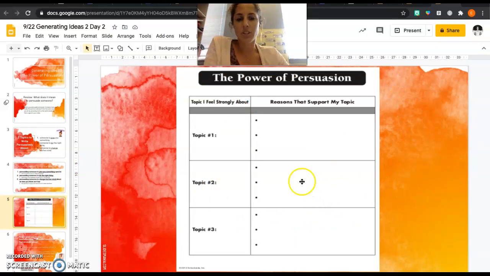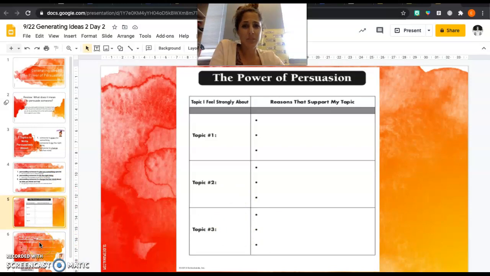So this is the sheet you guys are going to use in Seesaw. I am going to show you my brainstorming process as I'm trying to come up with the topic I feel strongly about and reasons to support it. And this is something that you will be doing on Seesaw and thinking of things that you are passionate about and feel strongly about, because we're all different. We're all going to have different ideas.